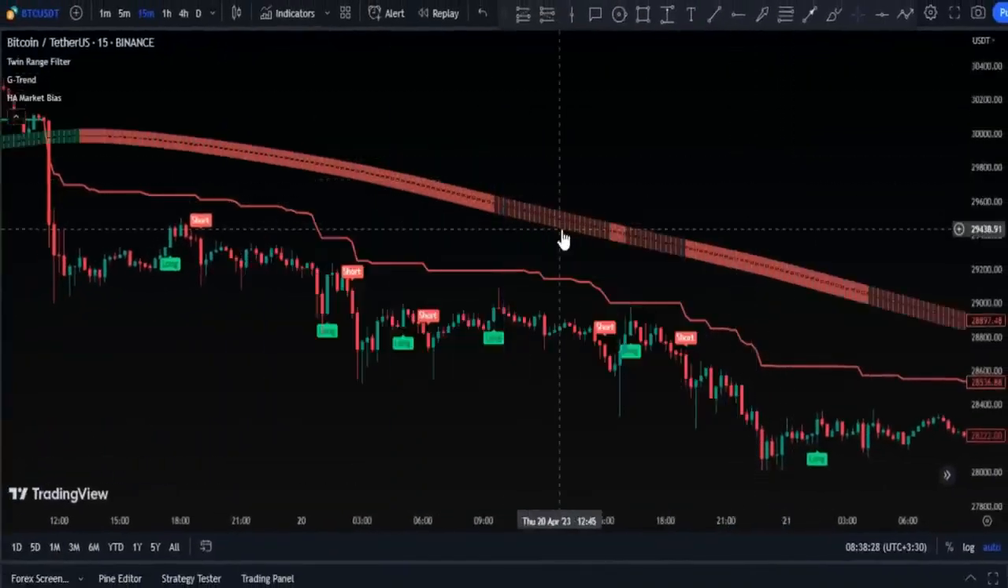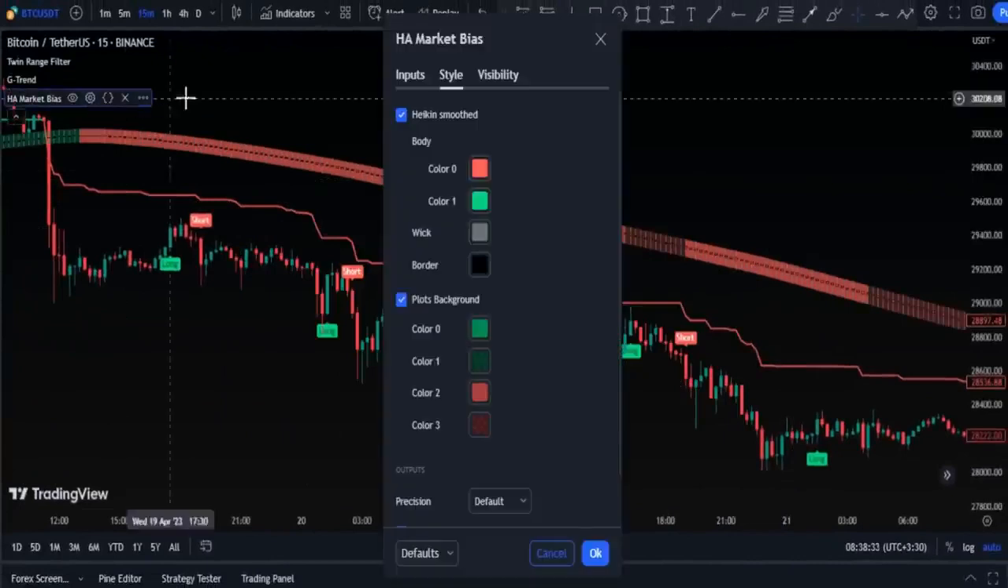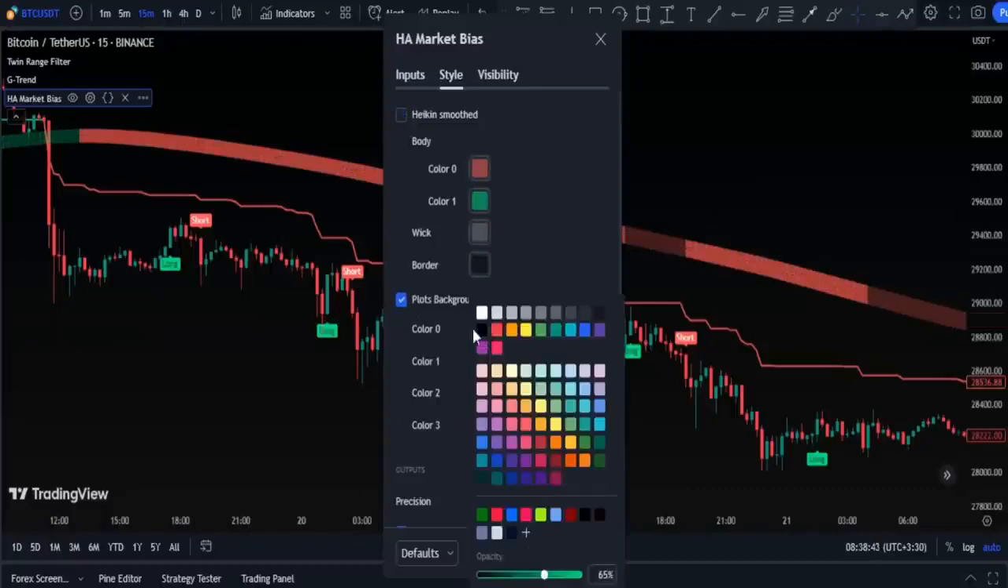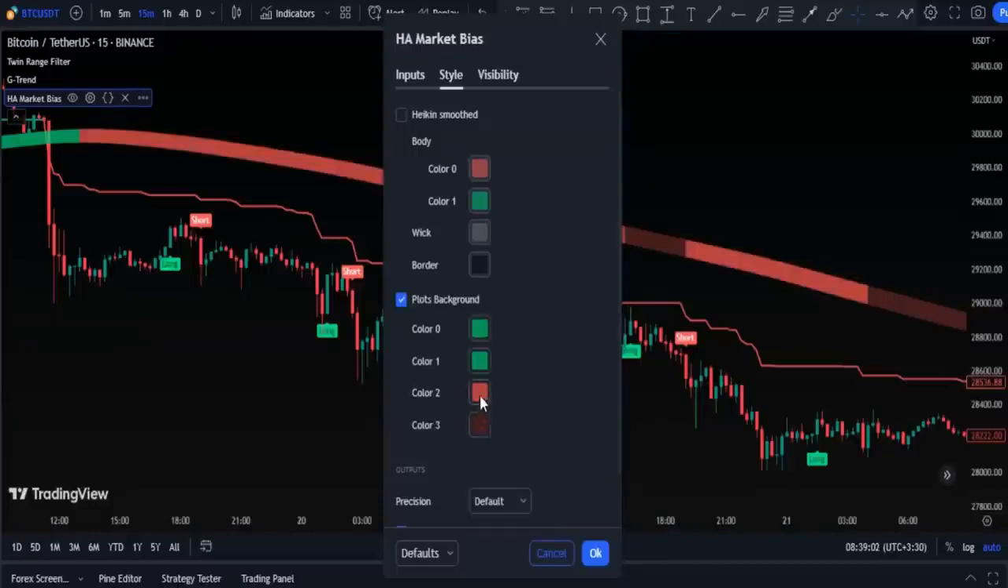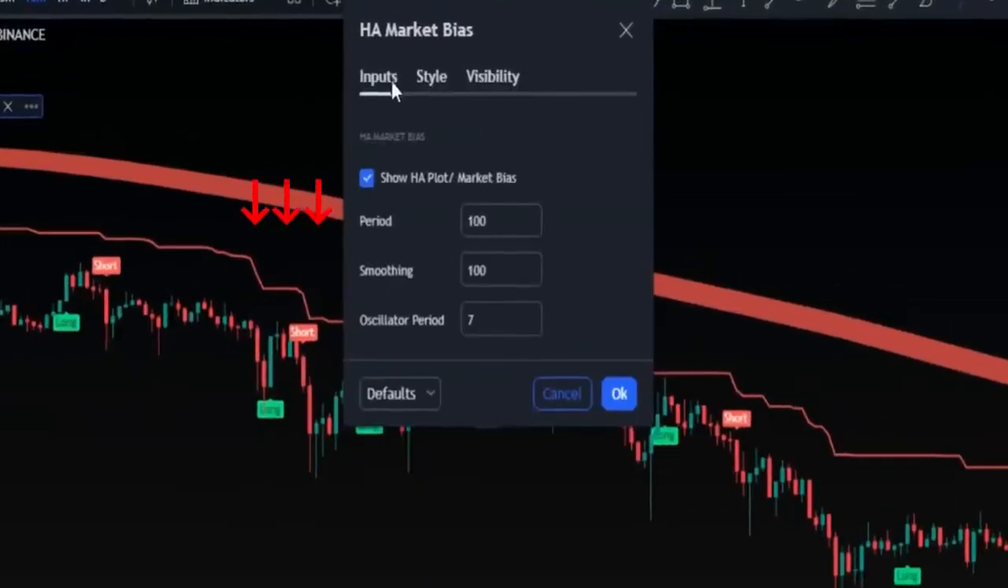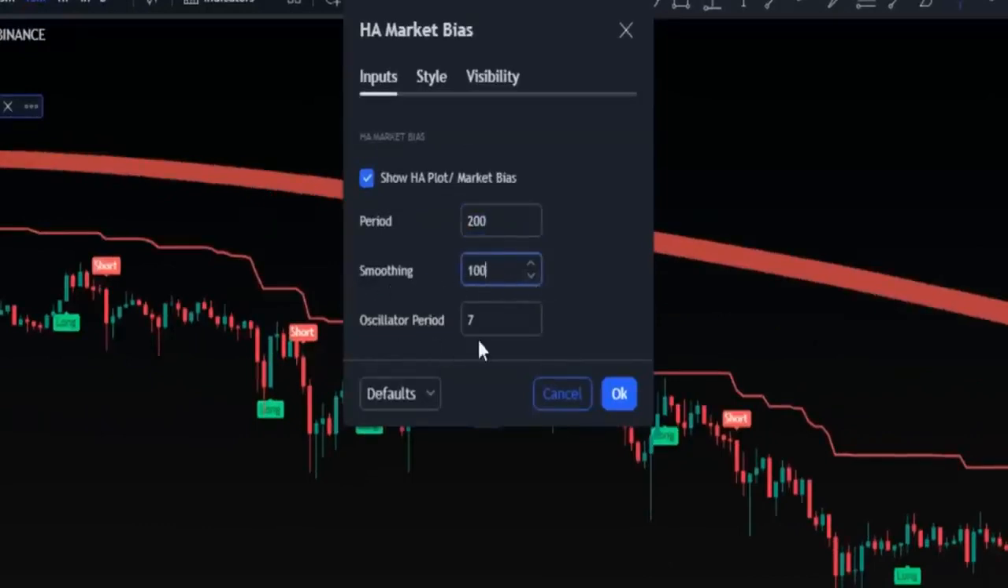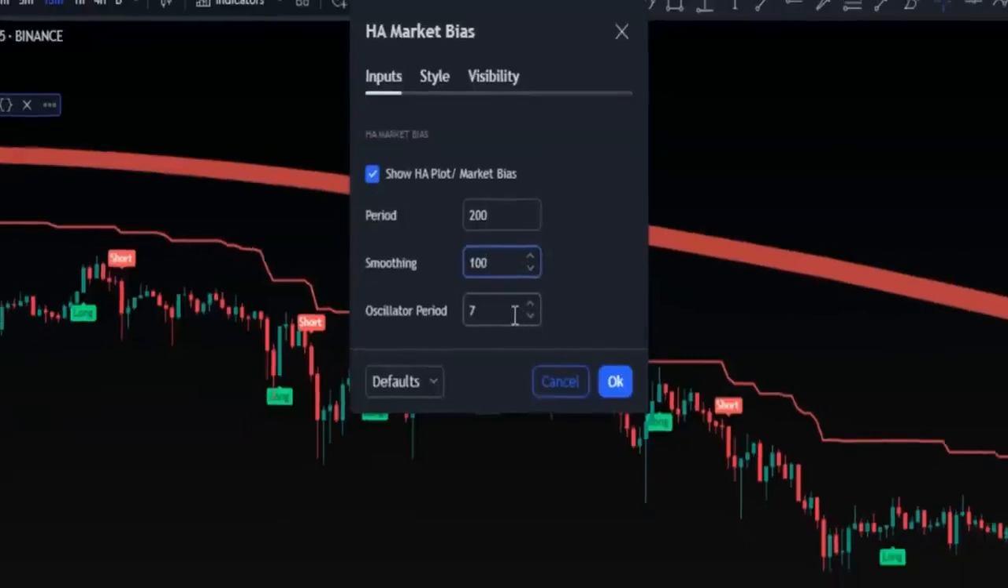After applying the indicator to the chart, open the settings of market bias and in the style section, disable the Heikin-Ashi option completely. Then change the opacity of all the background color options to 70%. The opacity of all of them should be set to 70%. Then we move to the Inputs tab and change the period option in there to 200. Then the Smoothing option should be on 100 and the Oscillator period option should be set to 7. Okay, now we're done here.